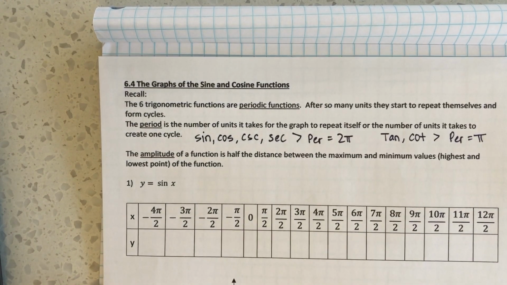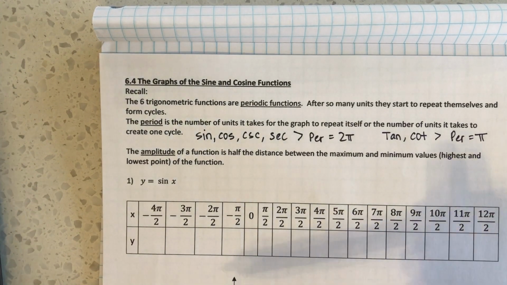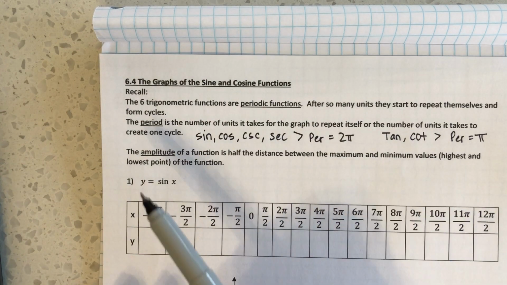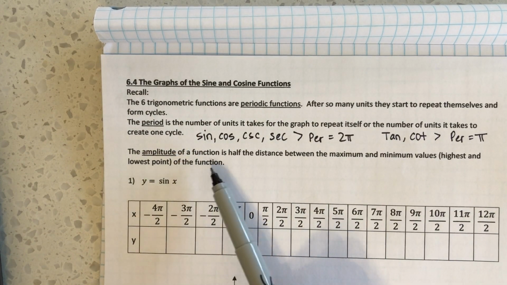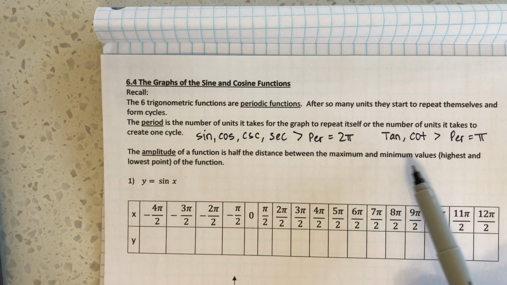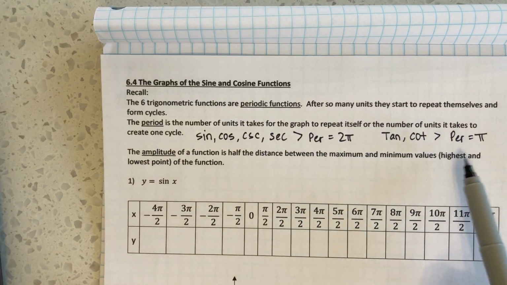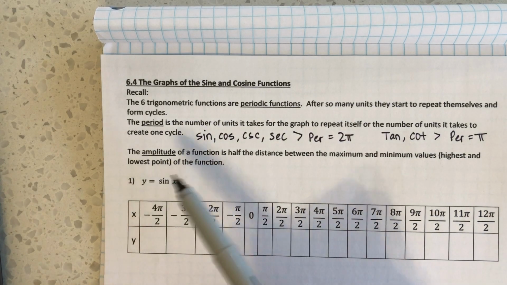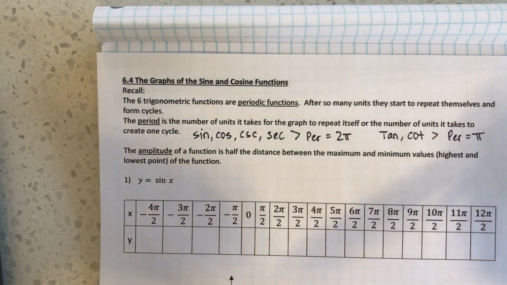All right, there's another word we have to add to this when we start looking at their graphs in this horizontal direction. It's called the amplitude. The amplitude of a function is half the distance between the maximum and minimum values. It's half the distance between the highest and lowest point of the function. We'll point that out when we actually see the graph. I'll show you what the amplitude is, okay?